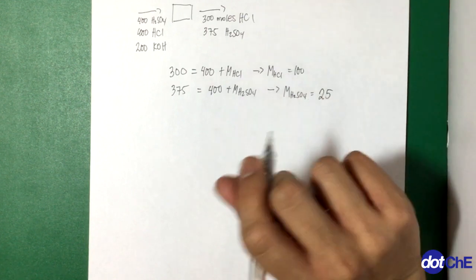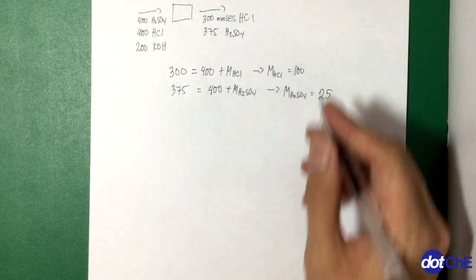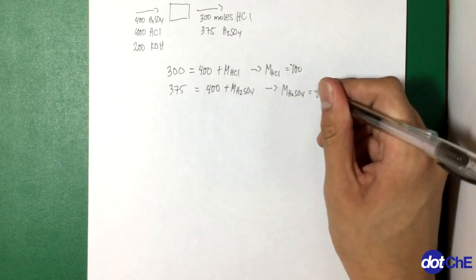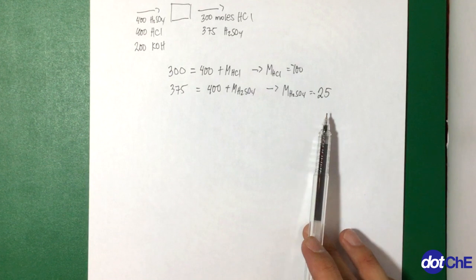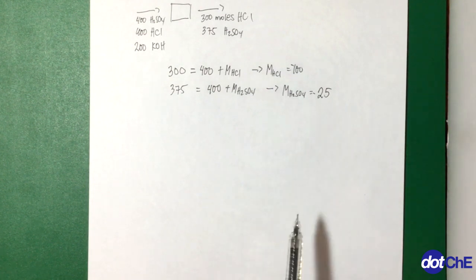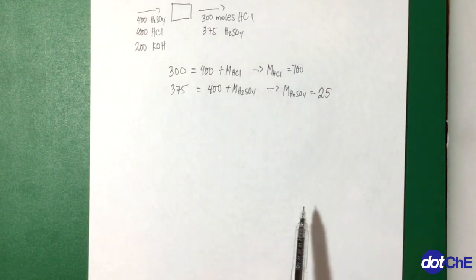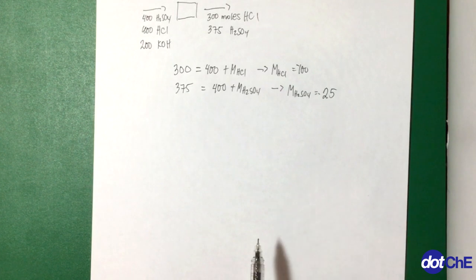Now, what have you noticed here? Oh, sorry, I forgot to put the negative sign. So it's negative 25 and negative 100. Now we notice here that these are both consumed while the reaction was going on, which makes sense because they are reactants in the first place.